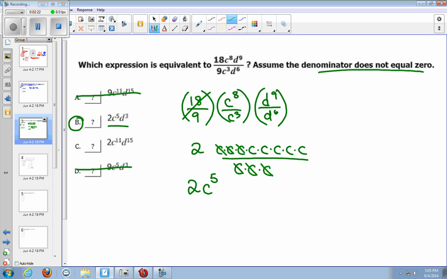I have an expanded form of 9 d's being multiplied together on top, and I have 6 d's that are being multiplied together on the bottom. Once I do my cancellation, I can subtract those exponents. The 9 on top minus the 6 on the bottom is going to leave me with d to the 3rd.